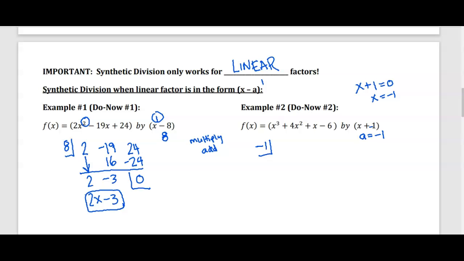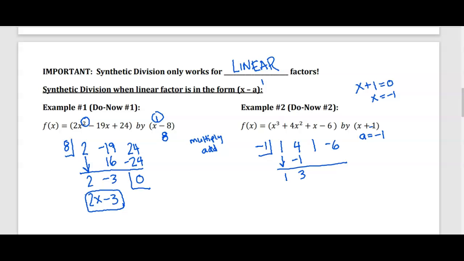I'm going to make sure my polynomial's in standard form, no missing terms for placeholders. And I'm going to take all those coefficients and list them. So I'm going to have a 1x cubed, a 4x squared, a 1x, and a -6 for my constant. I'll put my bar down, and then I'm ready to go with the multiply add pattern. So I'm going to bring down the 1. I'm going to multiply the a value times that 1. I get -1. Add down, you get 3.